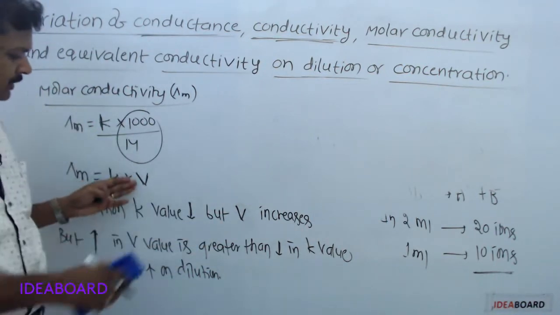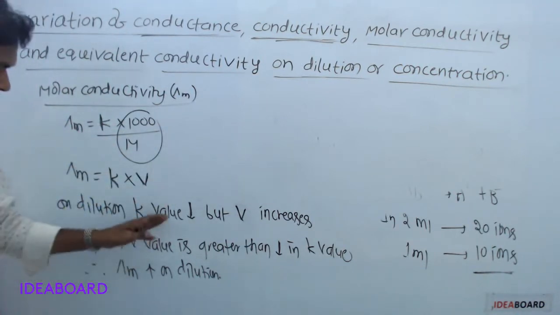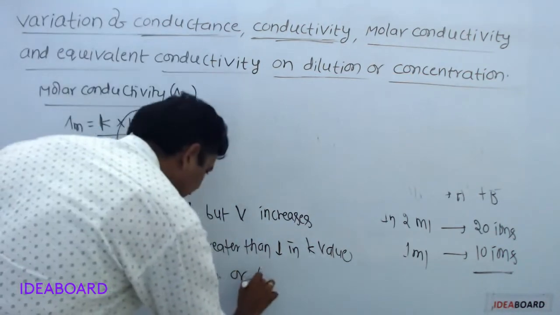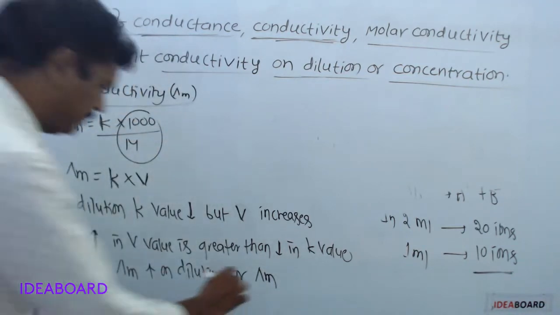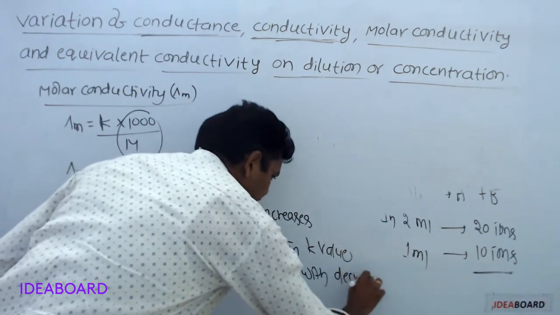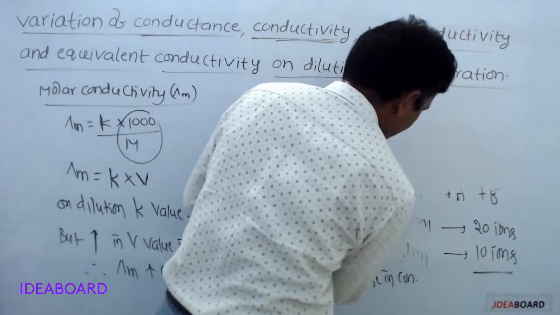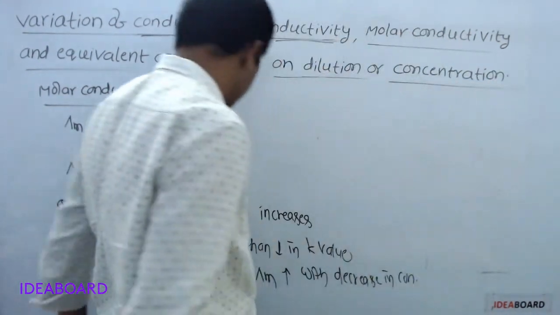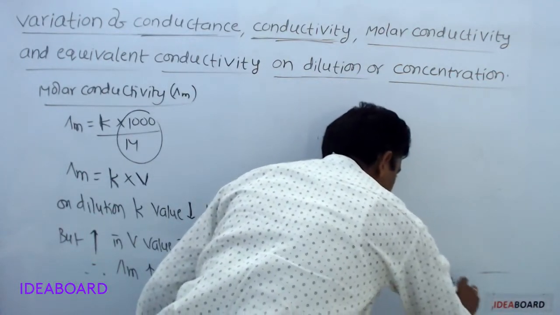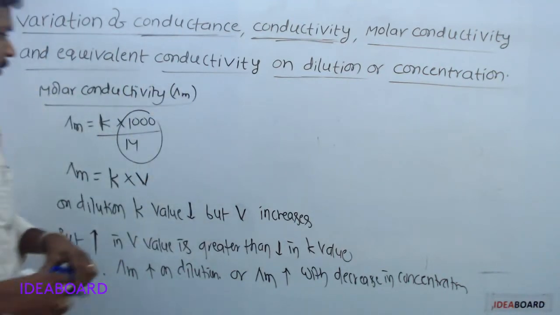Kappa decreases only, but at the same time volume increases, and the increase in V is greater than the decrease in kappa value. Therefore, molar conductivity increases on dilution, or molar conductivity increases with decrease in concentration. This is the variation of molar conductivity on dilution.